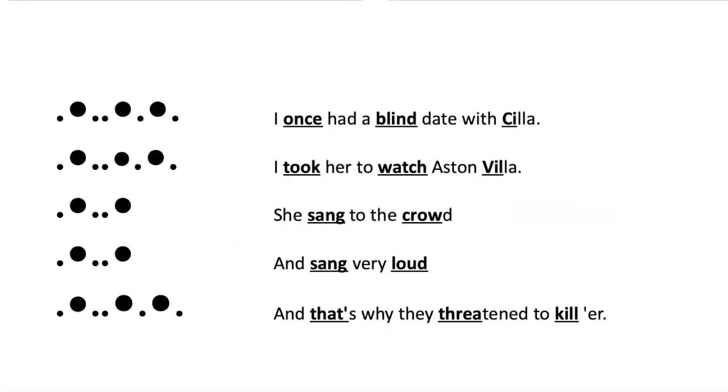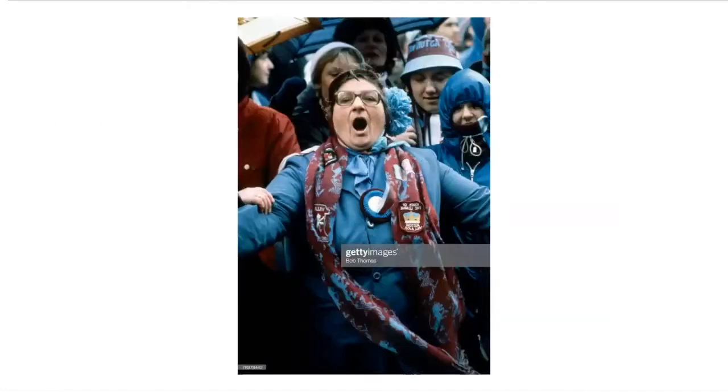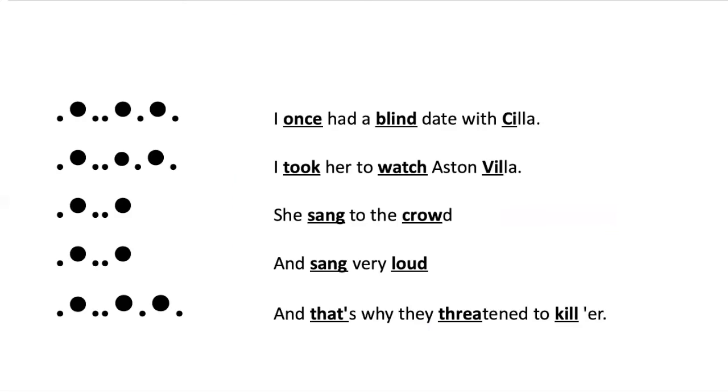So if you look at this limerick here, it's about an Aston Villa football supporter called Scylla, and this is the poem. I once had a blind date with Scylla. I took her to watch Aston Villa. She sang to the crowd and sang very loud, and that's why they threatened to kill her. Boom, boom. So it's a kind of a joke as such.